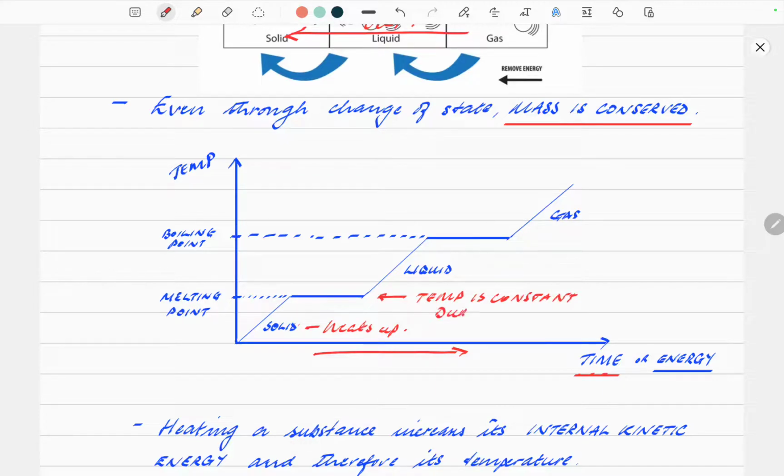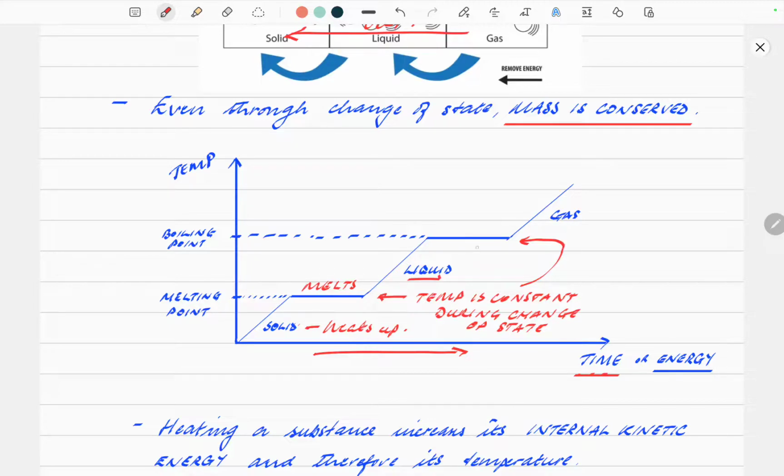During change of state, and that's twice, both here and here. This one is where it melts, and then it becomes a liquid, as you can see here.